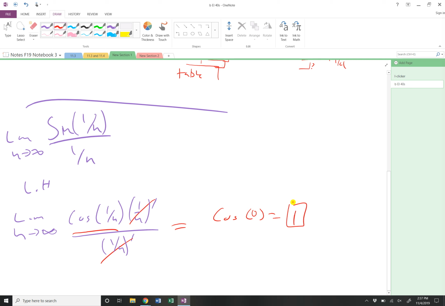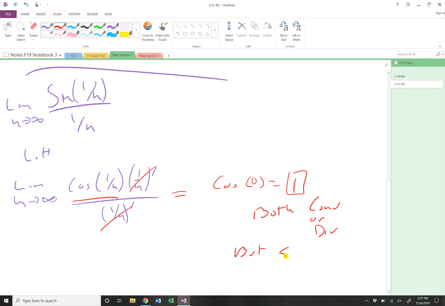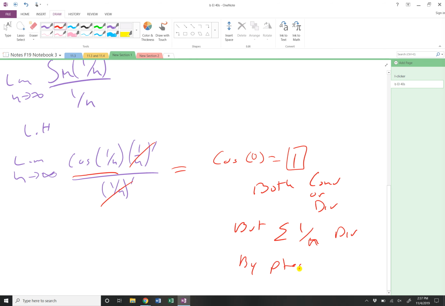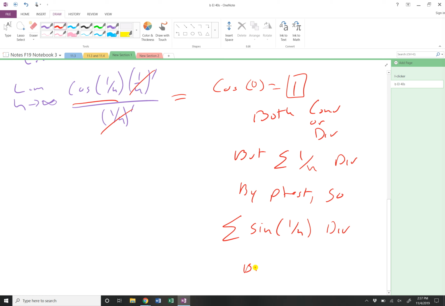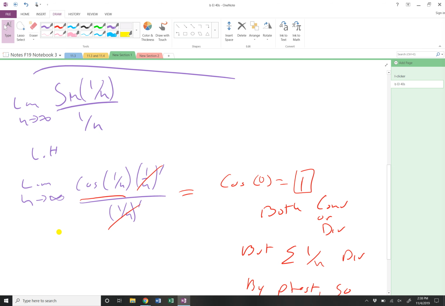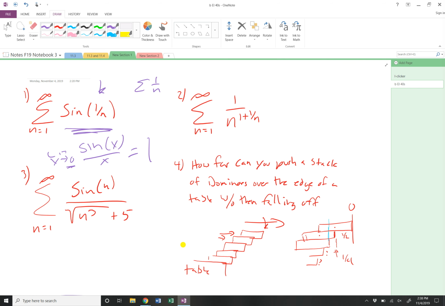So that means these both converge or diverge, but 1 over n diverges by the p-test. So sine of 1 over n diverges by what test? Limit comparison test. Okay. Guess I don't have to abbreviate test with test there. Okay. Questions on that? Okay. All right. Let's do the next one.